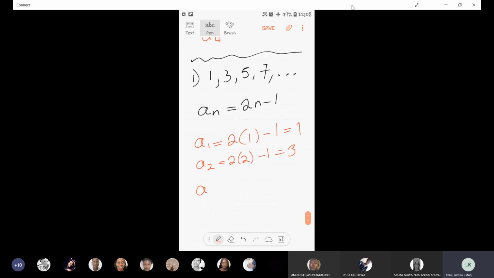And then we have a3. This is 2 times 3 minus 1, which is 5. You can see that this is correct. So if I have the first term, to get the next one I just add 2. So you can see I add 2, add 2, add 2. Or you can see that the general term is given by 2n minus 1. Okay, so that is fine. It's good.